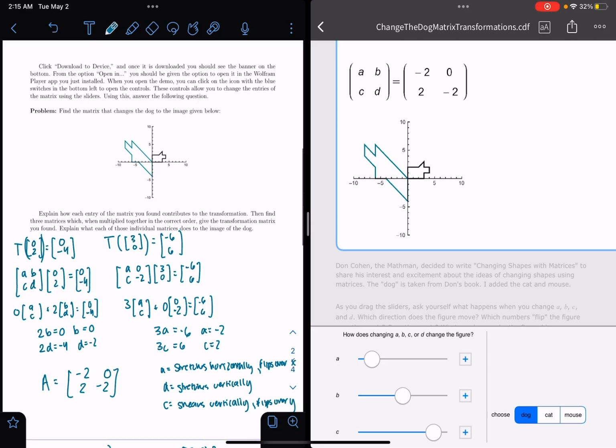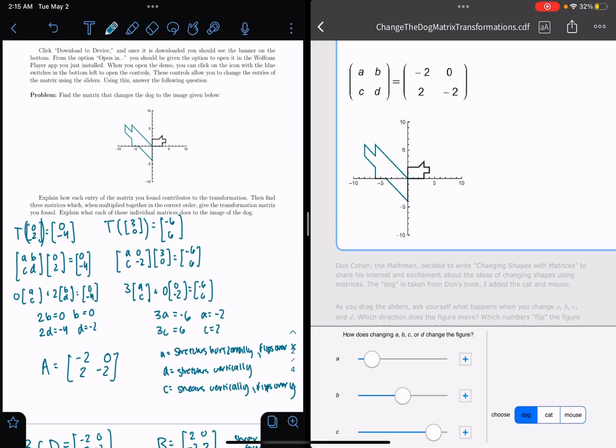Okay, so to start off, to find a matrix that gives this transformation of the dog, I started picking vectors from the original dog, like this 0, 2 vector, and I visualized where that would change to, and that's this 0, -4 vector, after the different reflections and transformations.